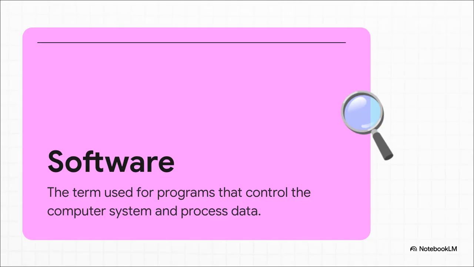So, what even is software? Well, at its heart, it's just a set of instructions. When you click that icon, you're not just opening a program. You're telling the computer to follow a very, very specific recipe of commands. That recipe is the software. It's what controls the whole shebang and processes all the data you create.